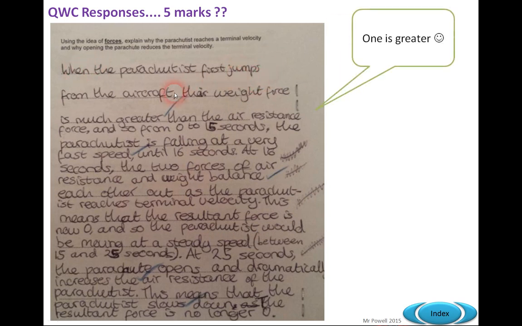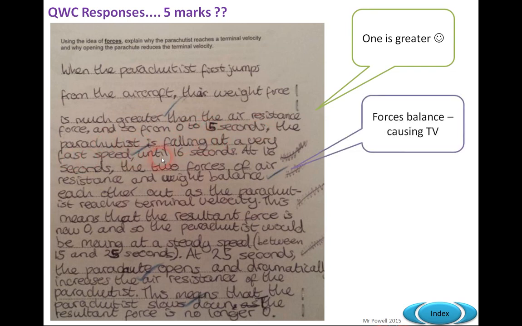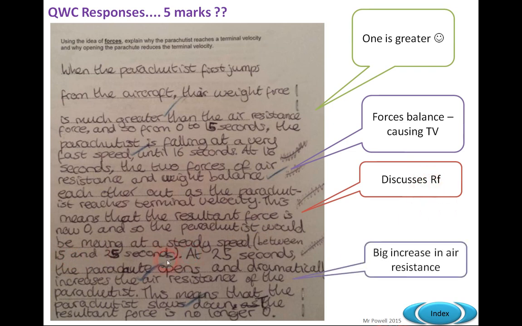So they've talked about here, when the parachutist first jumps from the aircraft, their weight force is much greater than the air resistance force. And so from 0 to 15 seconds, so they've put something in from the graph, the parachutist is falling at a very fast speed until 16 seconds. And at 16 seconds, the two forces of air resistance and weight balance each other out as the parachutist reaches terminal velocity. This means that the resultant force is now 0, and so the parachutist would be at a steady speed between 15 and 25 seconds, discussing the resultant force.